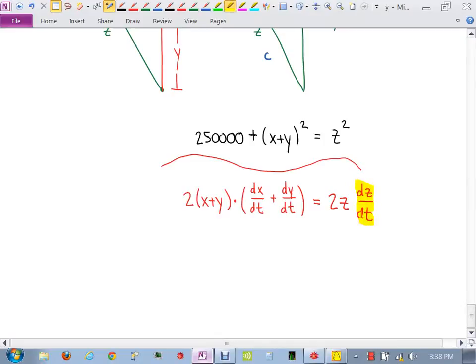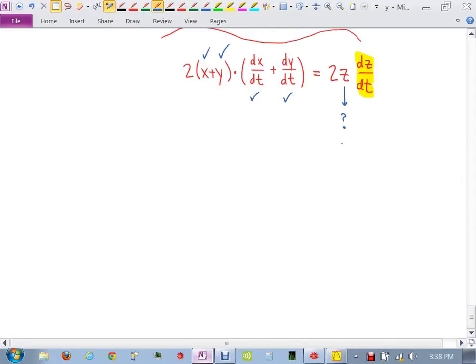That's what I want. Now I can fix everything. Do I know what x is at the moment in time? Yes, 4,800 or something like that. Do I know y at the moment in time? Do I know how fast the guy's moving, dx dt? Do I know dy dt? Do I know z? We never figured out what z was, did we? Can we figure out z?